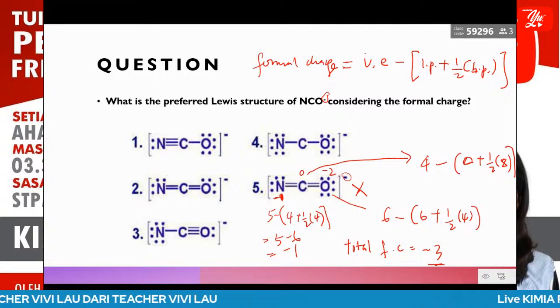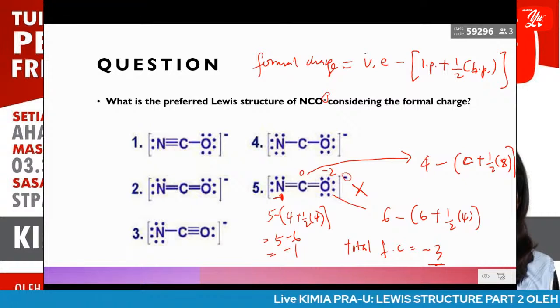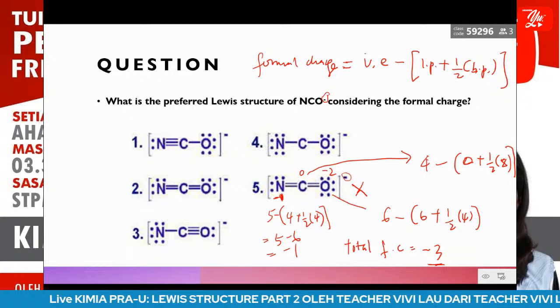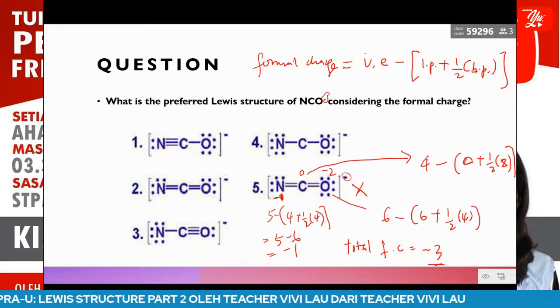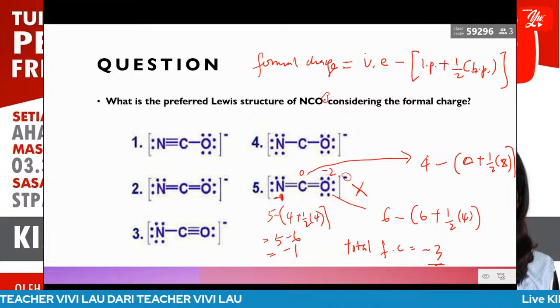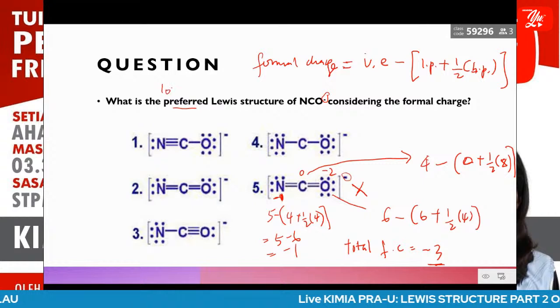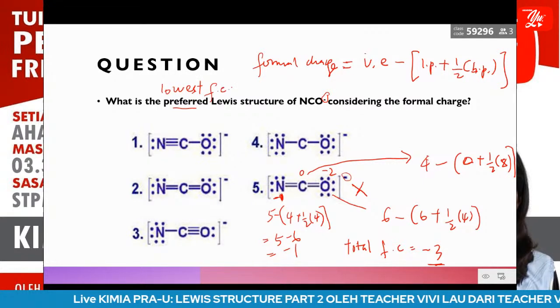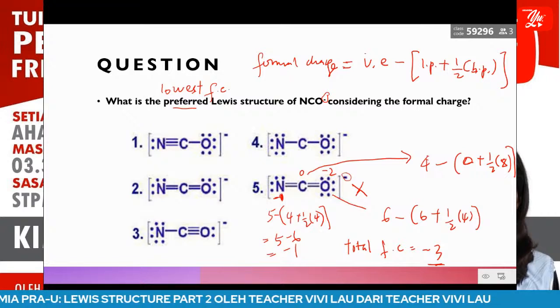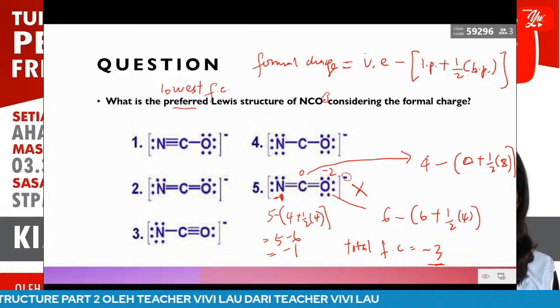Okay, students, you can try question number 1, number 2, number 3, and number 4. You try for the other Lewis structures. So the preferred one should be the one with the lowest formal charge, because this one is not a neutral molecule. The lowest formal charge will be the preferred one, where the sum is equal to the charge of the ion. Okay.